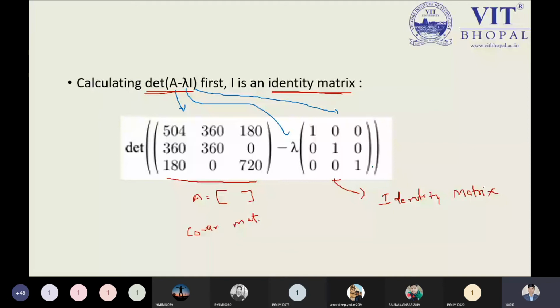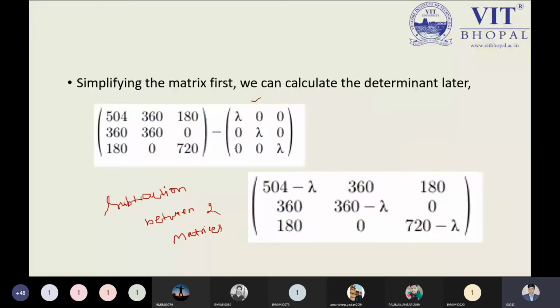Yes, sir. And then we need to apply the subtraction of the matrix. So 504 minus lambda, and this step will go on, and definitely we will have the solution like this one. So 504 minus lambda and 360. So we will get our matrix like this one.